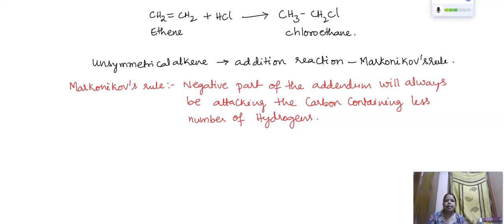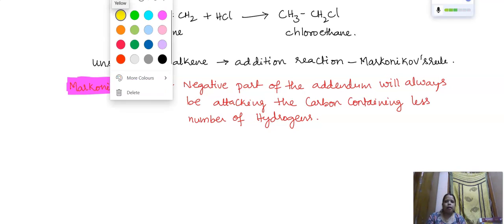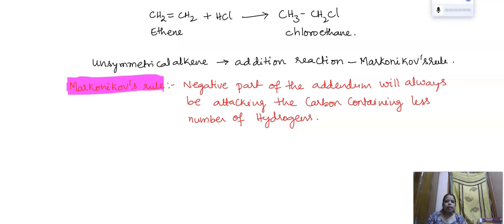So according to Markovnikov's rule, we can say that the negative part of the addendum will always be attacking the carbon containing less number of hydrogens. Now, why does that happen? We will see that when we take the respective mechanism.